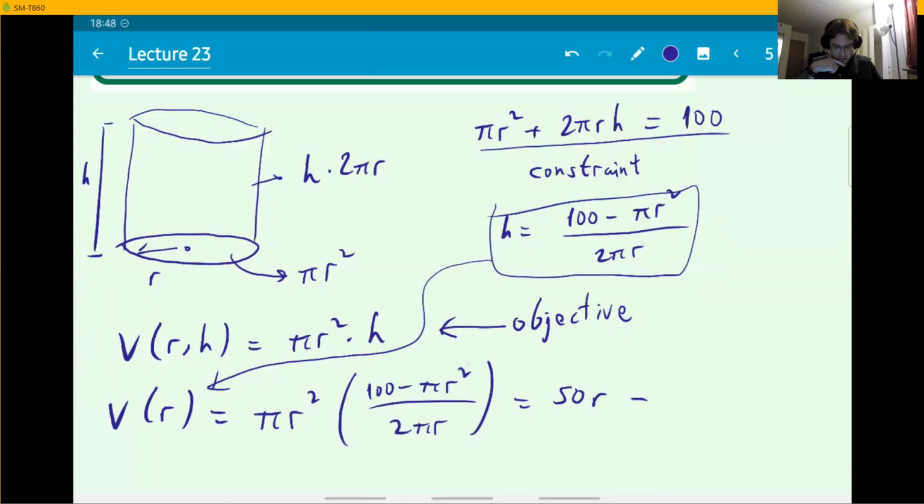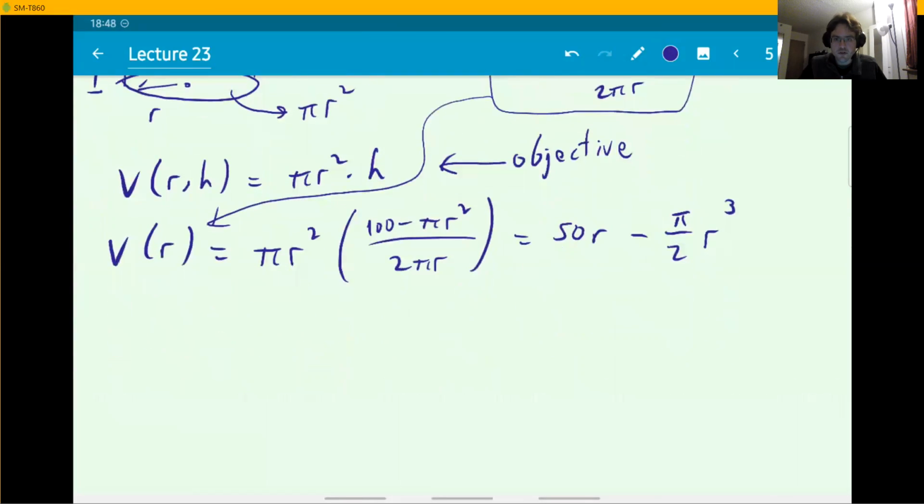r to the fourth divided by r is r cubed. There is 1 pi in the numerator and the factor of 2 in the denominator. 50r minus pi over 2 r cubed. Yes, okay. This is the volume as a function of just one variable.